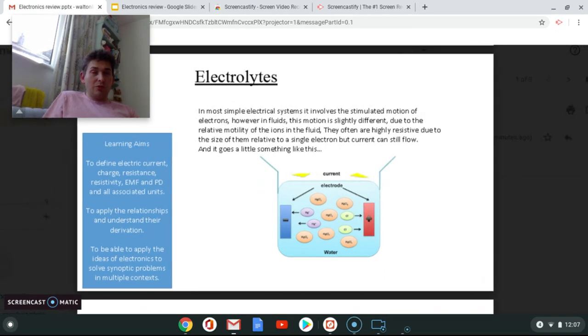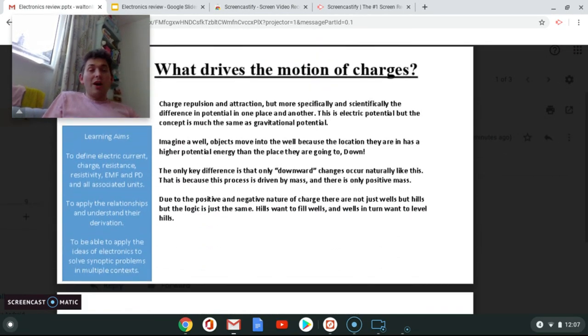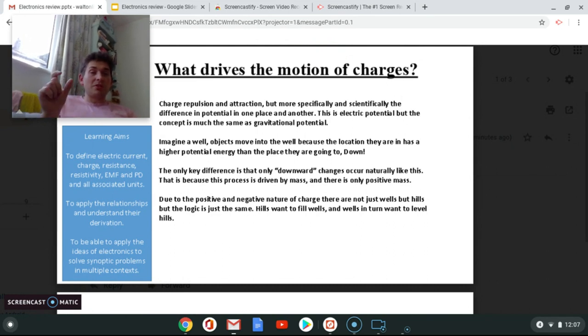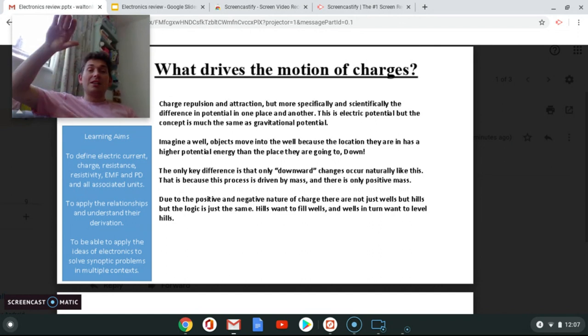Ooh, look, it moves side to side. What drives the motion of that charge is, well, it's simple. It's charge, repulsion, and attraction. But more specifically and more scientifically, it's the difference in potential between one place and another place. Just like gravitational potential, if something's got lots of it and there's a place where there's less of it, it'll move in that direction, right?